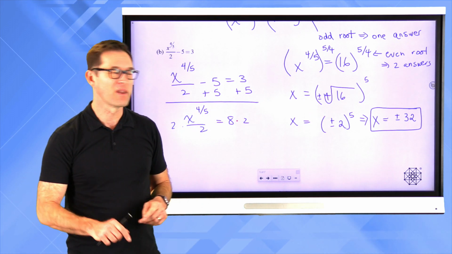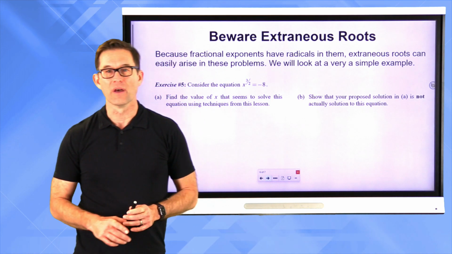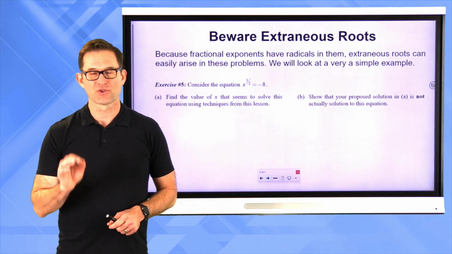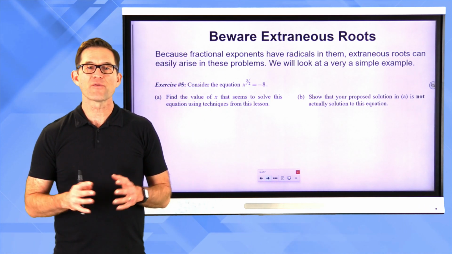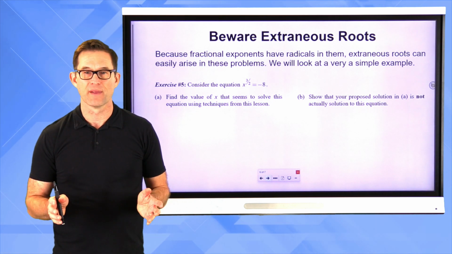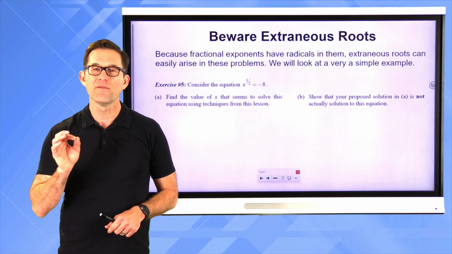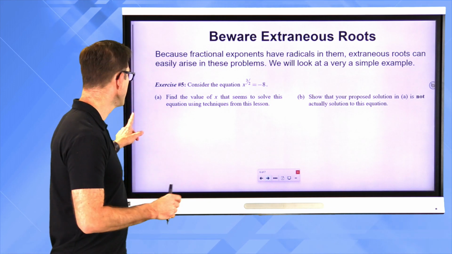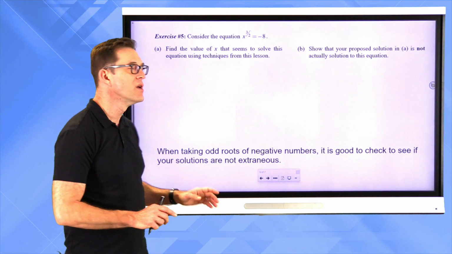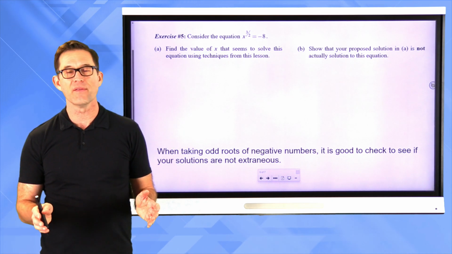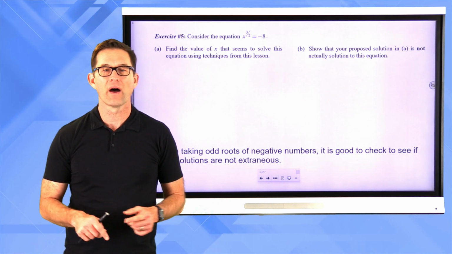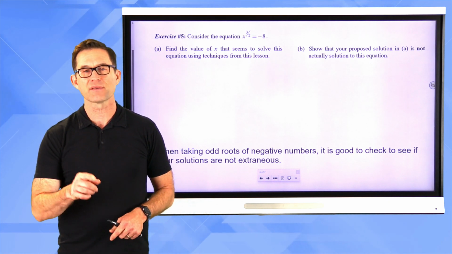All right, let's look at one last one. Here we go. Beware of extraneous roots. Because fractional exponents have radicals in them, extraneous roots can easily arise in these problems. We will look at a very simple example, because extraneous roots don't come up a ton in these problems, but they can arise in very subtle ways. Exercise number 5.